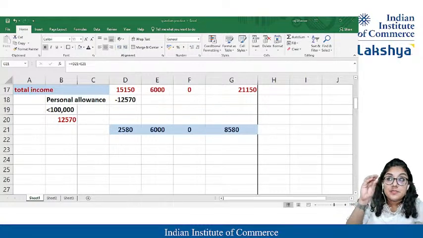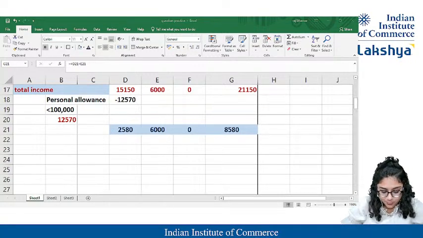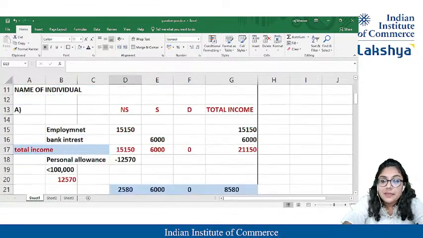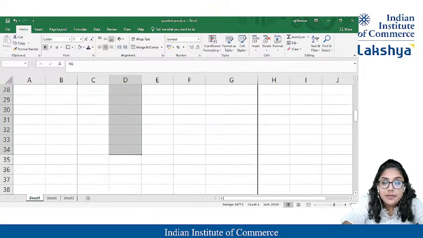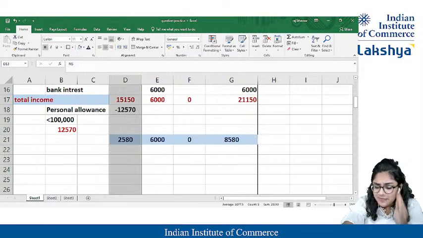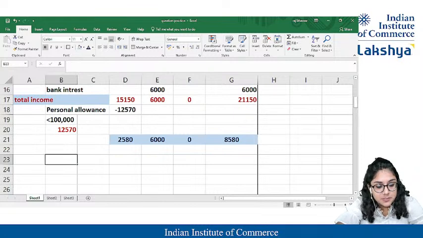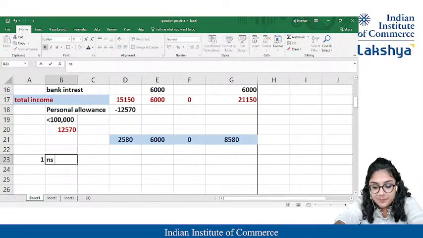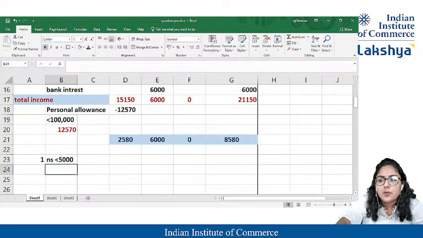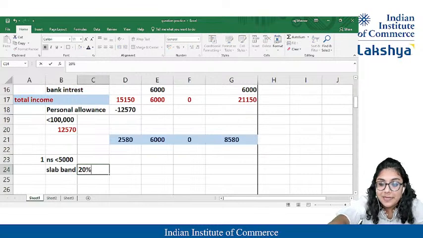It is under the first, ma'am, 0 to 3770. Can I multiply 20% and end up? So students, we know one concept, that is what I was trying to explain to you. If my non-saving income is less than 5,000, then what is my slab rate? My slab or band rate is normally 20% only. So please apply 20% tax on that.